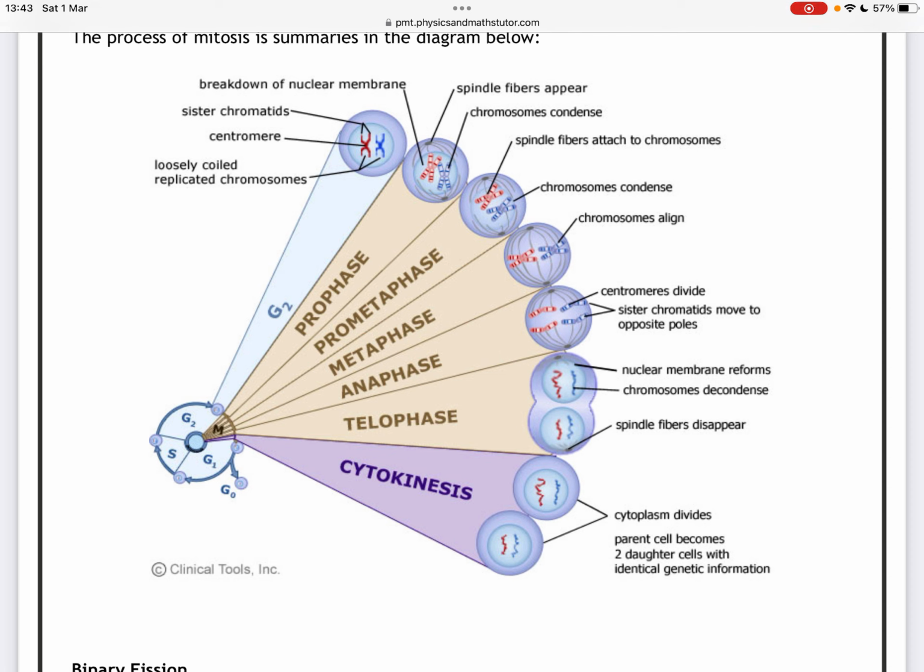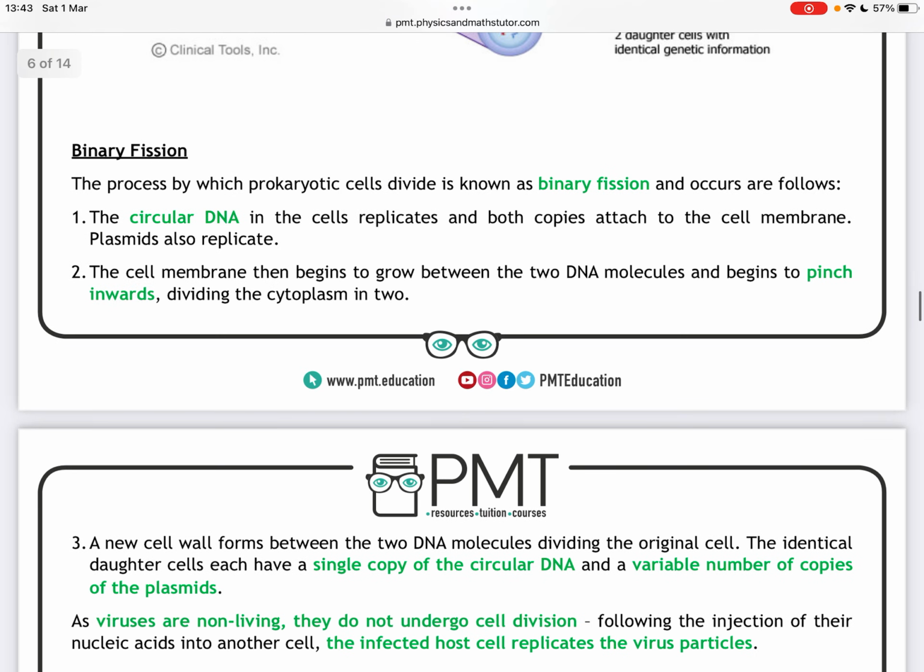Prometaphase, the spindle fibers attach to the chromosomes and the chromosomes condense. In the metaphase, the chromosomes align. In the anaphase, the centromeres divide and the sister chromatids move to opposite poles. In the telophase, the nuclear membrane newly forms, the chromosomes decondense, and the spindle fibers disappear. For the cytokinesis, the cytoplasm divides and the parent cell becomes two daughter cells with identical genetic information.